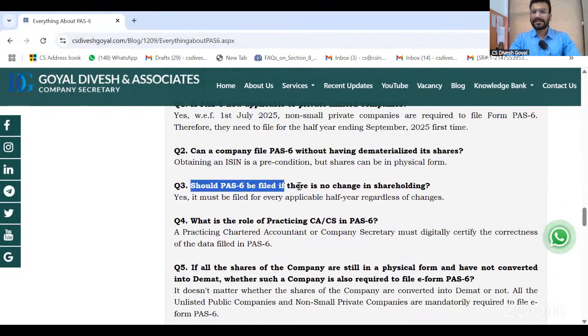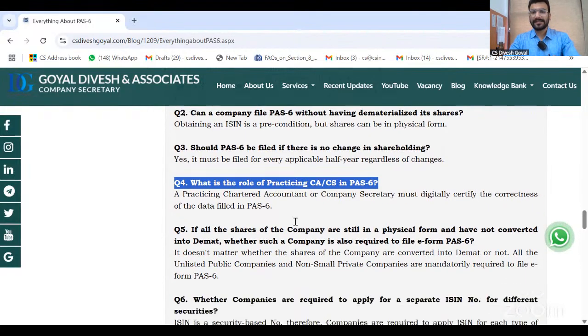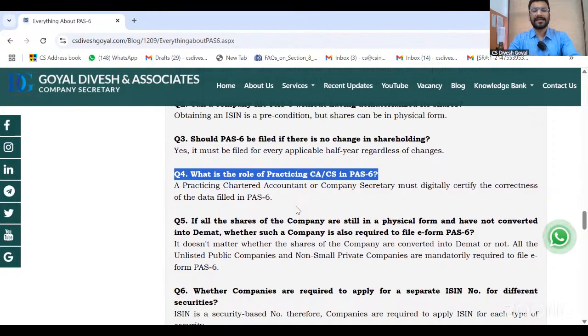Should we file PS6 if there is no change in the shareholding during the half year? Yes, it doesn't matter whether there is any change in the shareholding during the half year or not, you have to file PS6. What is the role of the practicing CS and CA? Practicing CA and CS have to check the data in PS6 and they have to certify this form, which is mandatory.